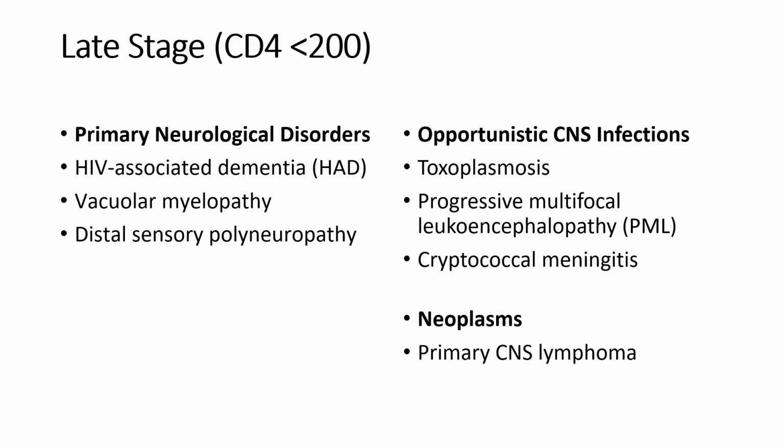Whereas in the later stage, when CD4 is less than 200, the patient can have primary neurological disorders, opportunistic infections, or neoplasms. Primary neurological disorders like HIV-associated dementia, vacuolar myelopathy, distal sensory polyneuropathy. Opportunistic infections like toxoplasmosis, progressive multifocal leukoencephalopathy, cryptococcal meningitis. Neoplasms like primary CNS lymphoma.